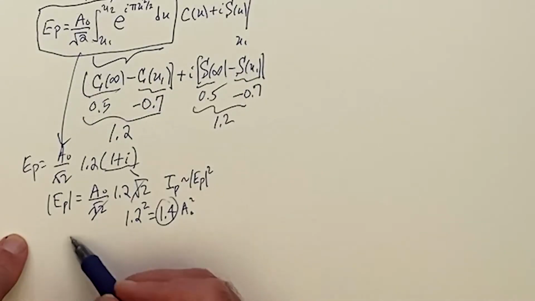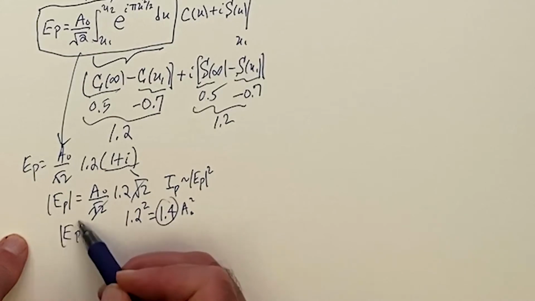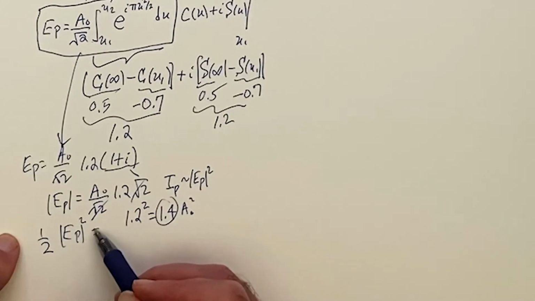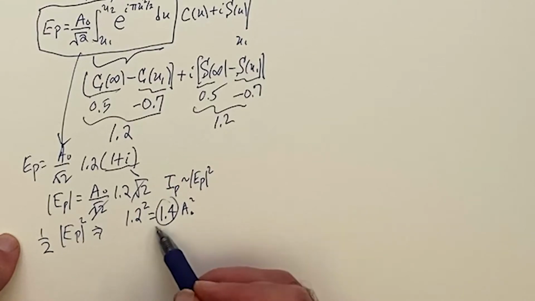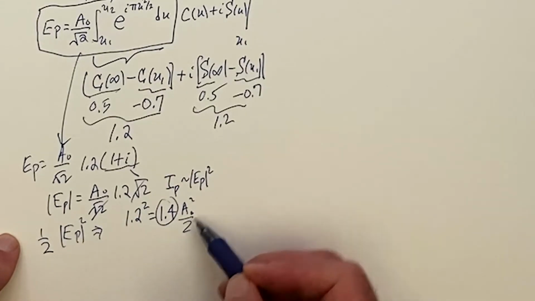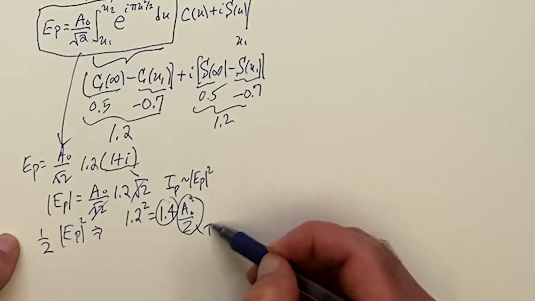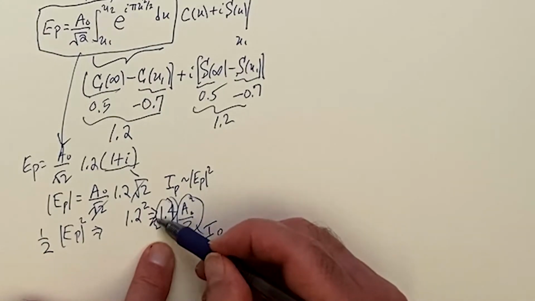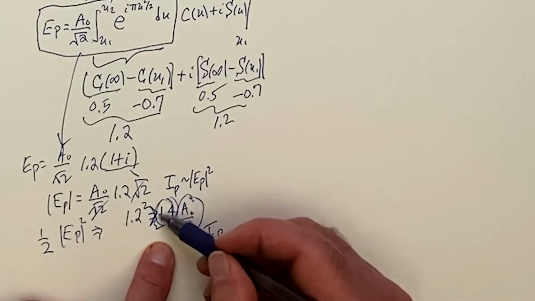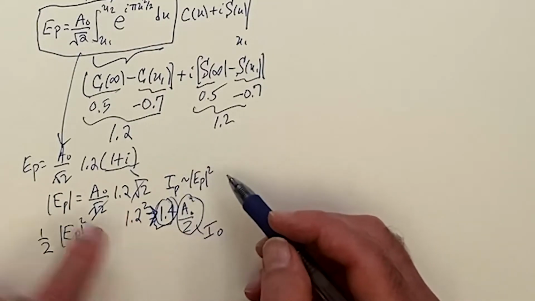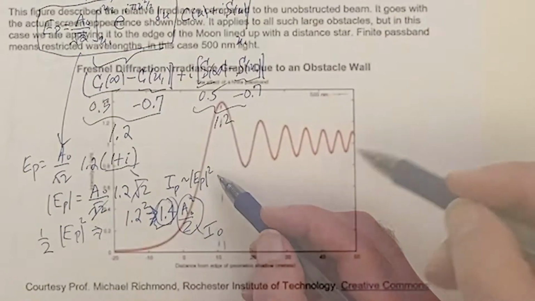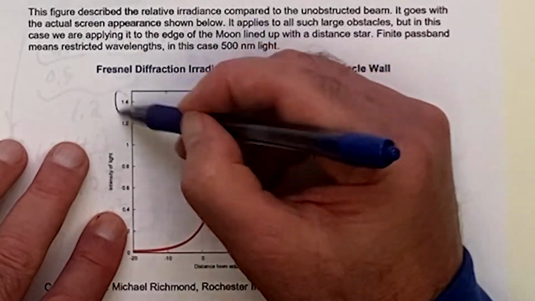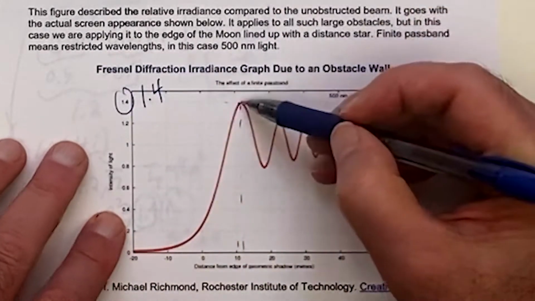I mean, if you want to put in here the 1/2 for the irradiance, that's fine, and it'll be a half here, but then when you combine it with this, that's your unobstructed beam. So really, this is what I want. I want this 1.4. And if you look at this peak, guess what? 1.4. Amazing.